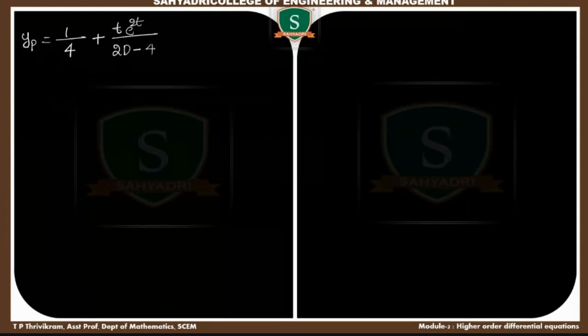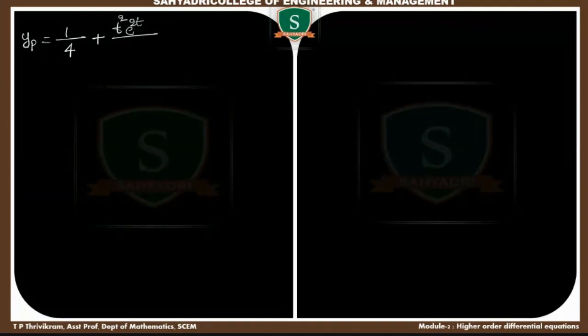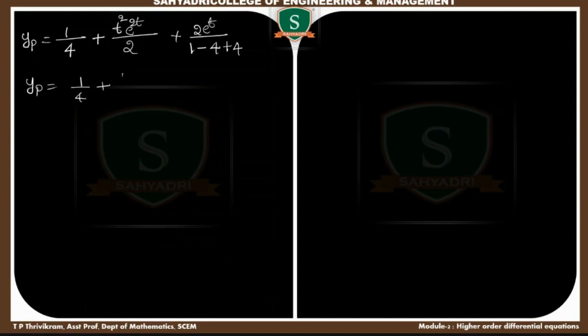Again multiply t square. Again multiply t, that means it will become t square by 2. Differentiate. So if you differentiate 2d minus 4, you'll get 2. So plus 2 e power t divided by 1 minus 4 plus 4. So therefore yp is equal to 1 by 4 plus t square e power 2t divided by 2 plus 2 e power t divided by 1 you'll get.